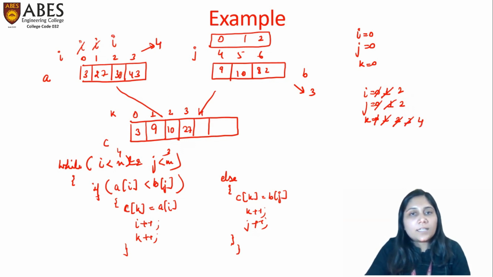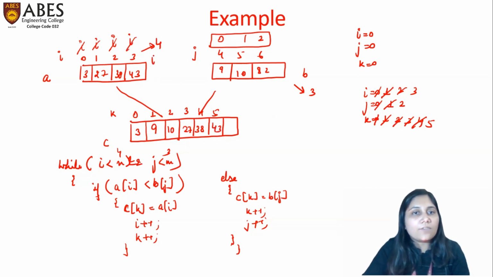Again, 38 is less than 82. Yes, the condition is true. So you will write 38, and your I will go to the 3rd position. Your K will become 5, your I will become 3, and J will remain at the same position. Now, 43 is less than 82. Yes, it is true. So you are going to write 43.